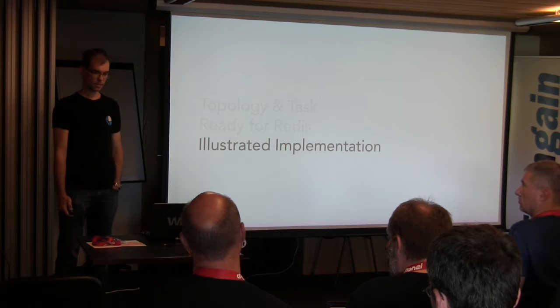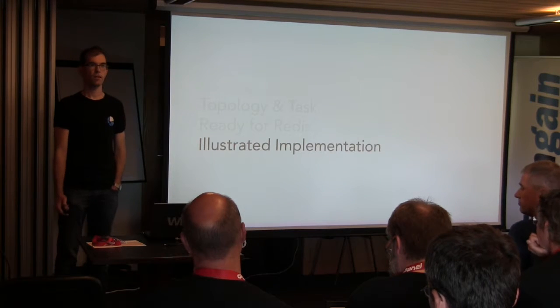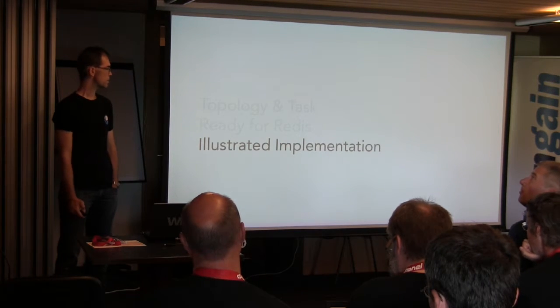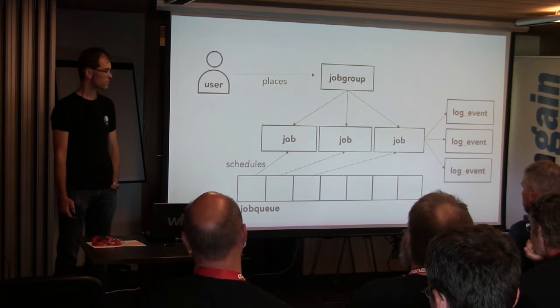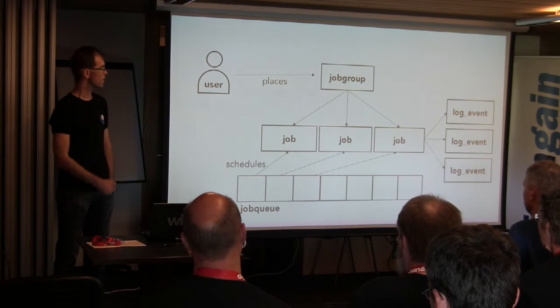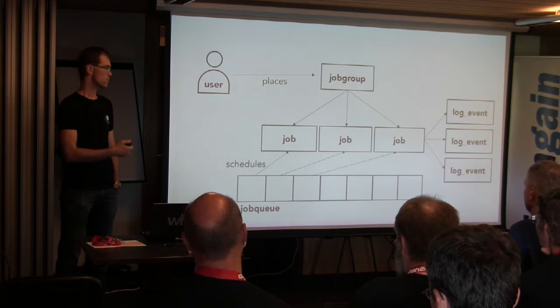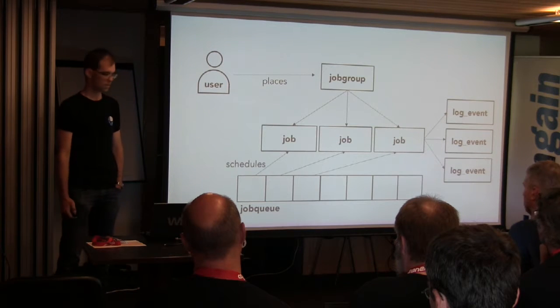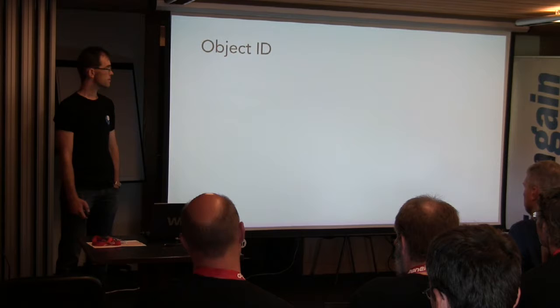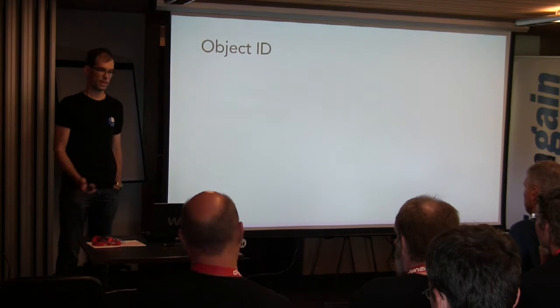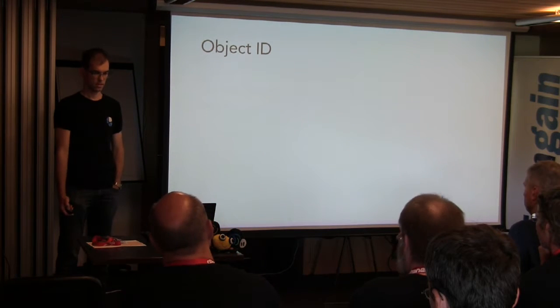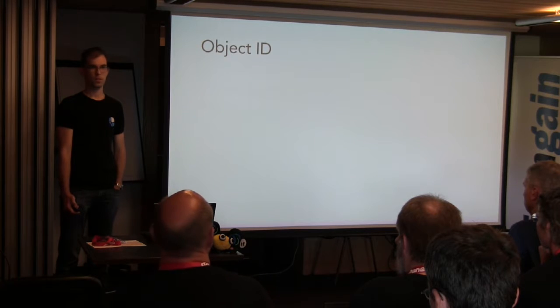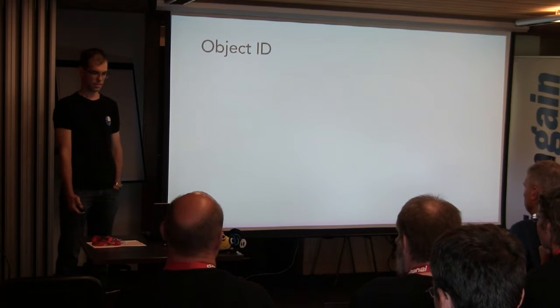Now we have all ready, so we can go to the implementation. Just as a reminder, this is the objects which we want to have in Redis. So first I need kind of a possibility to identify the objects. Some kind of atomic global counter would be nice.